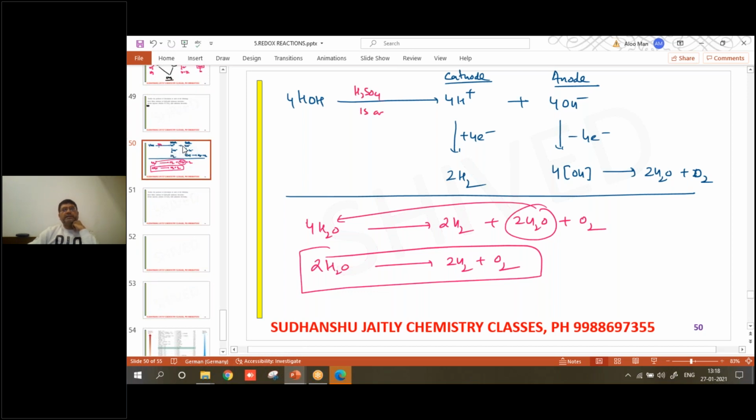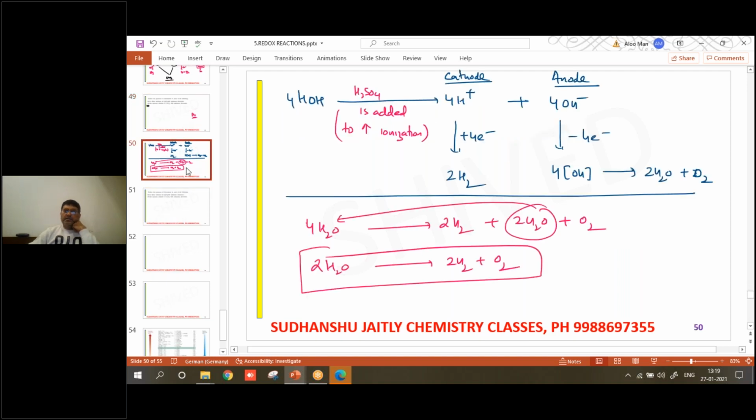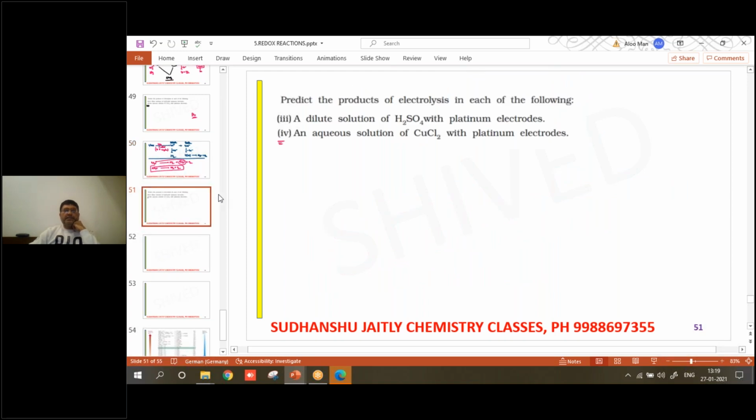H2SO4 is added to increase ionization of water. Water is a weak electrolyte, it does not dissociate, तो water की electrolysis as such होती नहीं है, so it is done with the help of a little bit of acid or base added. यही चीज जो आपको दिखाई गई थी. Last, an aqueous solution of CuCl2 with platinum electrode.